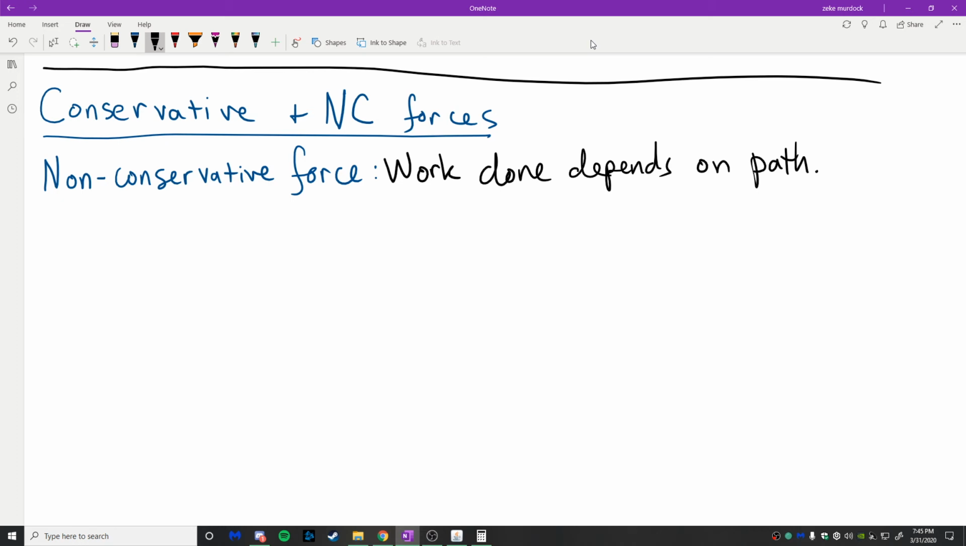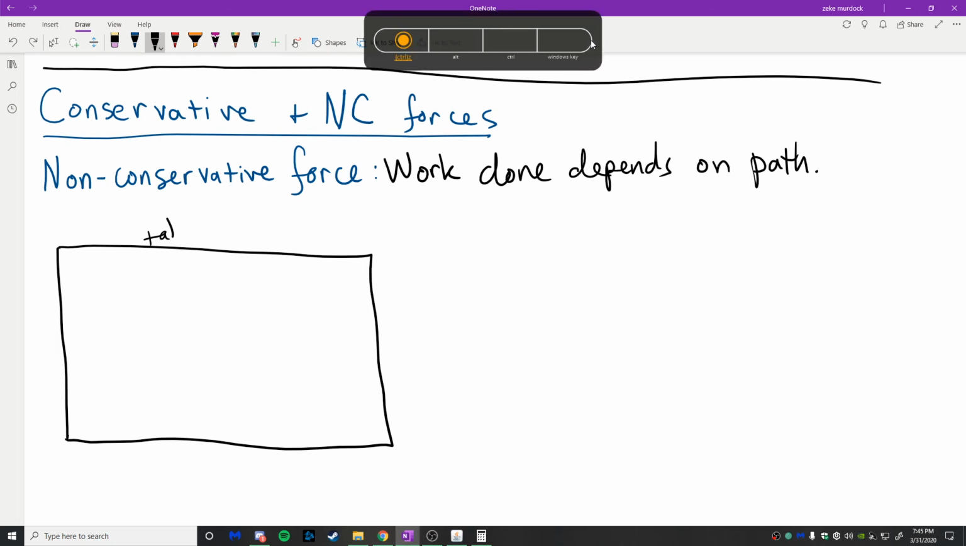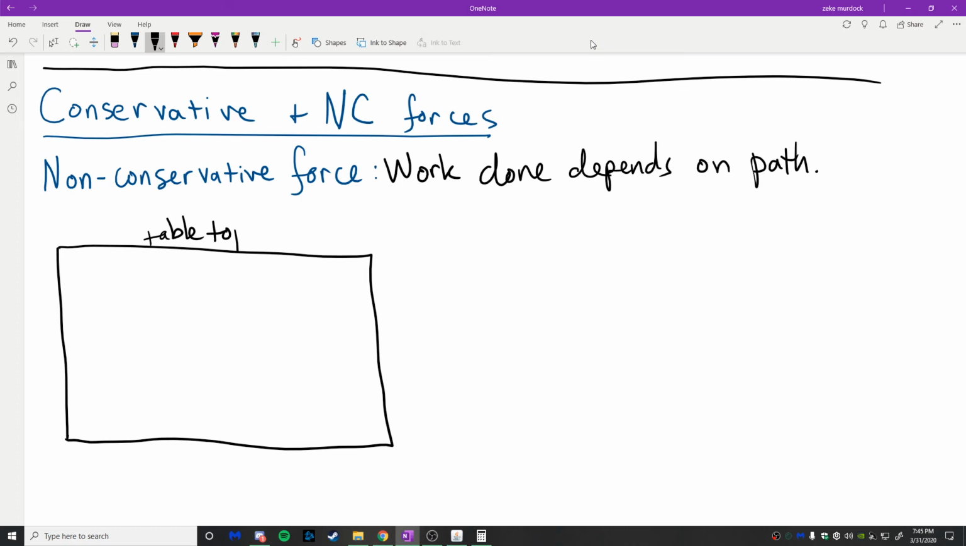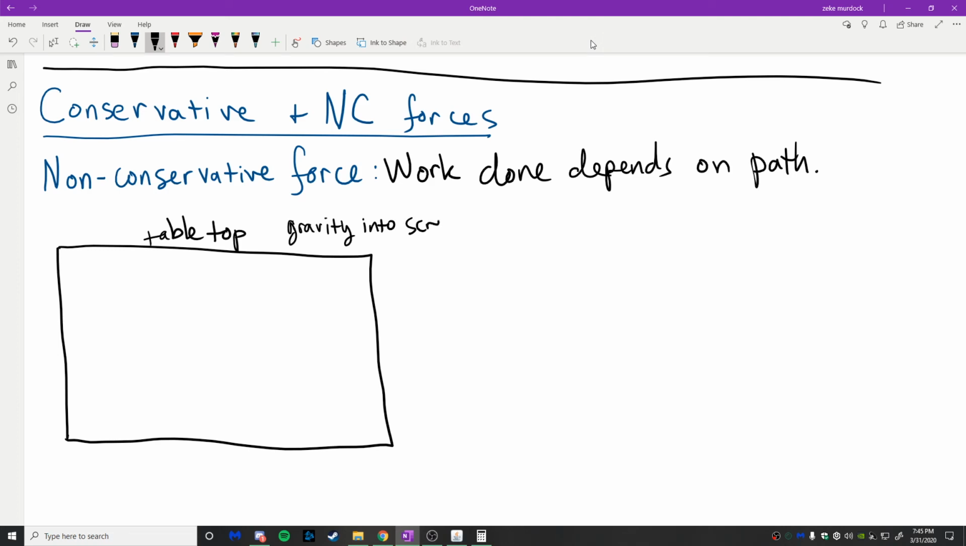Okay, very simple example. We take a surface, okay? This is going to be a tabletop. On this tabletop, we're saying that gravity points into the board. So gravity's into the screen.